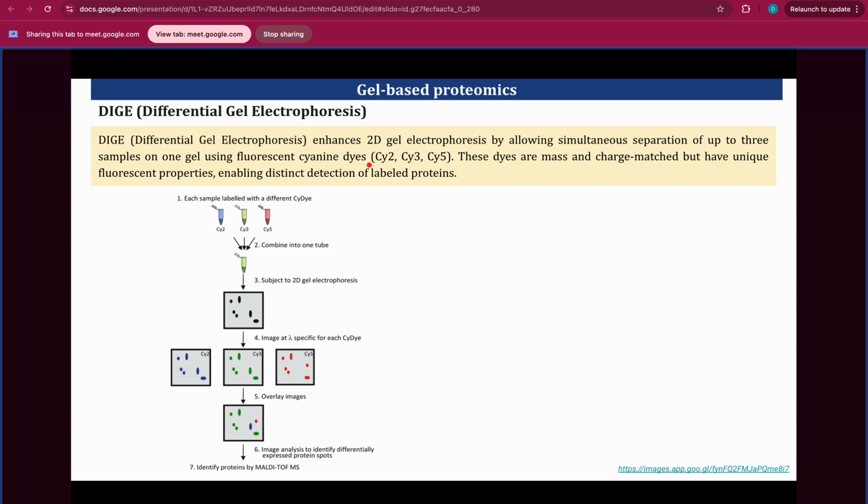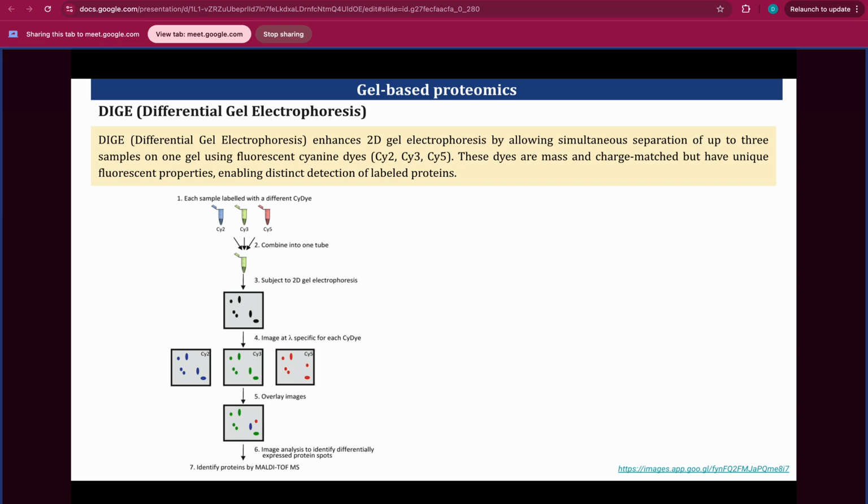So in that way, multiple samples can be labeled with different fluorescent dyes, and in a single gel only, we can run multiple samples which are labeled with different fluorescent dyes, and in the end, we can capture the fluorescent signals and distinguish between multiple samples. So that is one of the advantages.